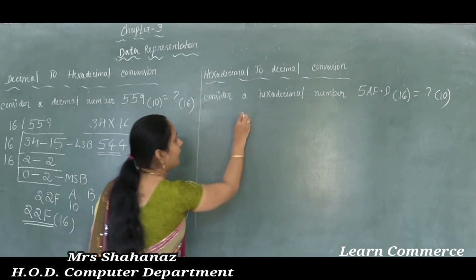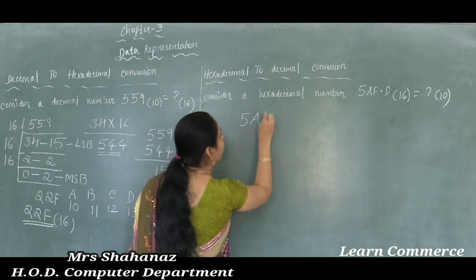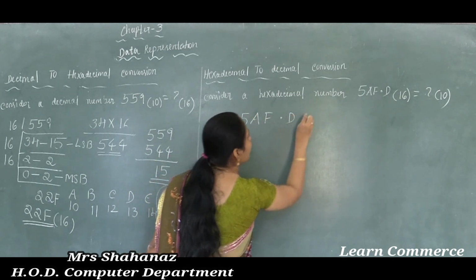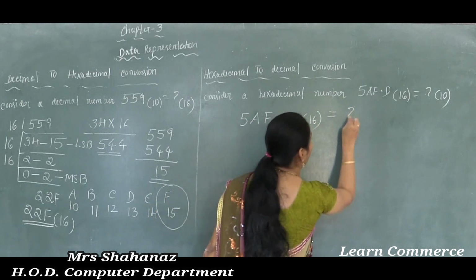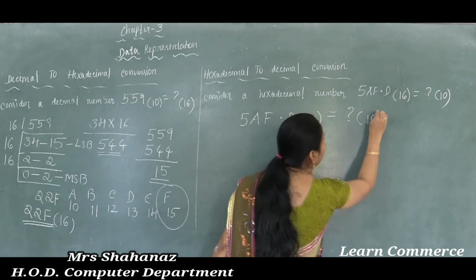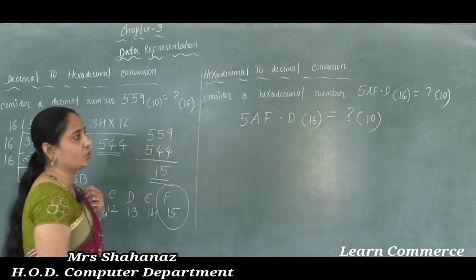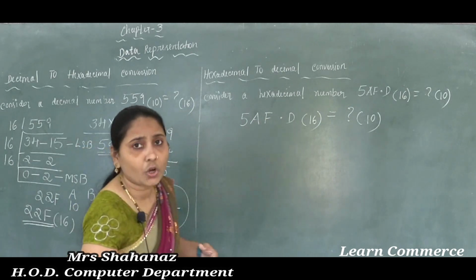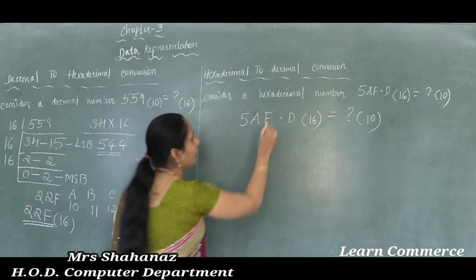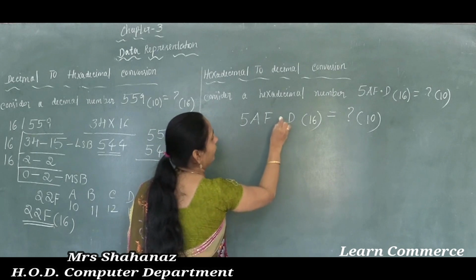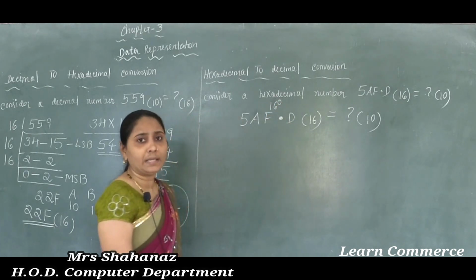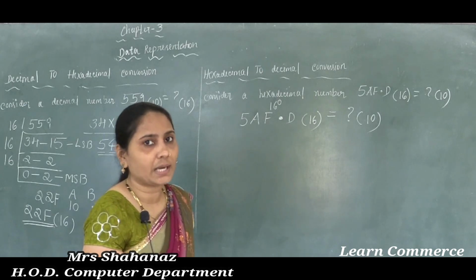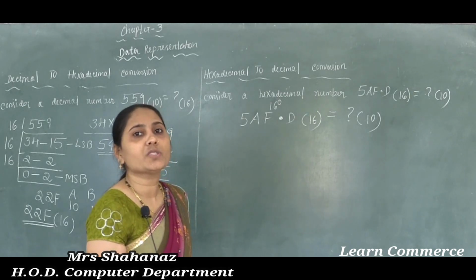So now let's take the question 5AF.D, with a fractional part. That means it's there in decimal. Now such a number we need to convert from hexadecimal to decimal. So in this case, we know the fractional point is there, so we need to use the decimal. So multiply each digit of the hexadecimal number by its positional weight.